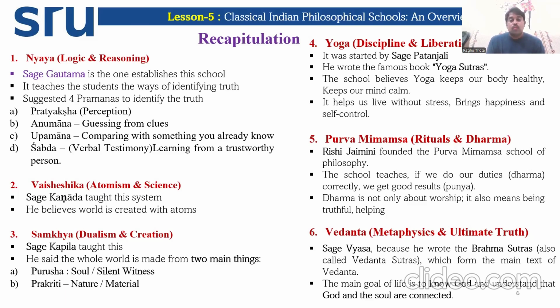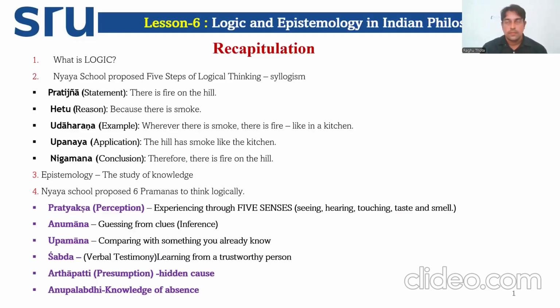And the sixth one is Vedanta school. It is a school of metaphysics and ultimate truth. It was proposed by sage Vyasa because he wrote the Brahma Sutras, also called Vedanta Sutras, which form the main textbook that is called Vedanta, which is the base of this school.